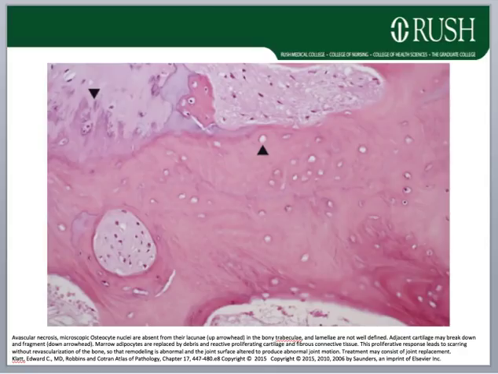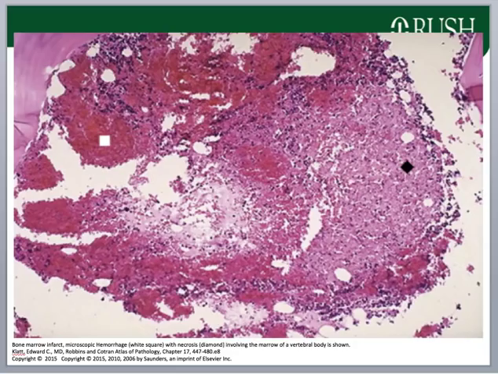revascularization. In the initial phase of the infarct, you see a hemorrhagic infarct because of collateral blood supply to the area, and the necrotic material is identified in this image by the diamond shape.